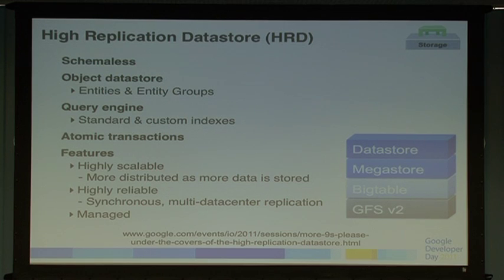Now, on the storage side, we have the high replication data store. It's a schemaless data store. That means there's no global schema. Every single entity, or every row in the data store, has its own set of properties. It's an object data store with entities and entity groups. It has a query engine, so you can run select statements, and it has indexes, and it can find data based on properties that you've set.